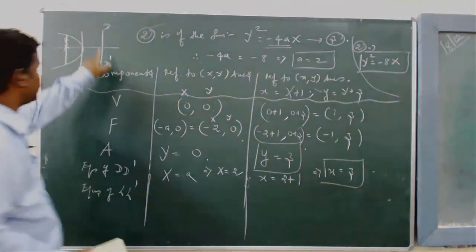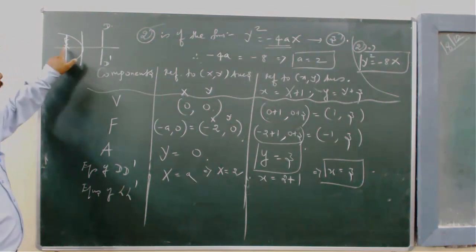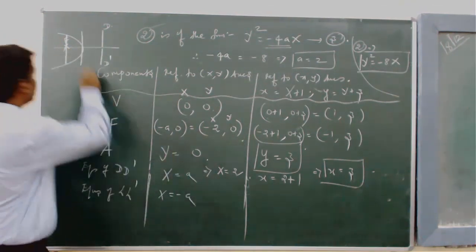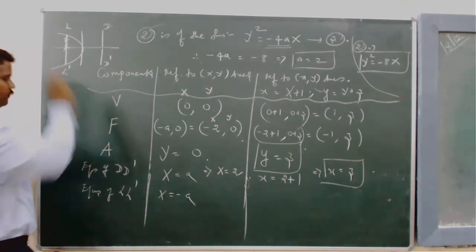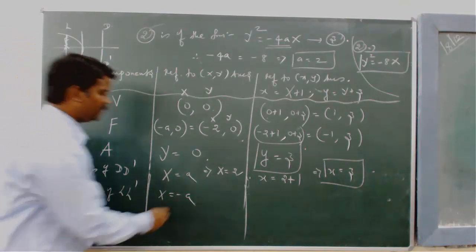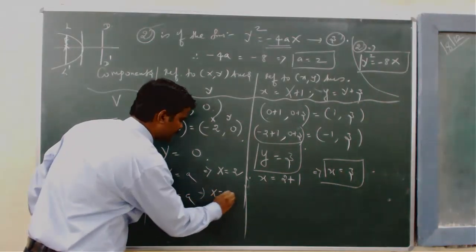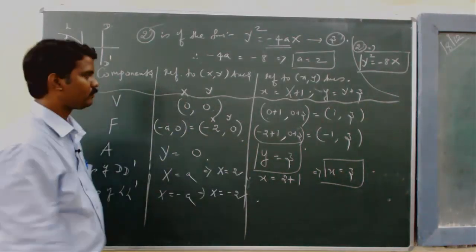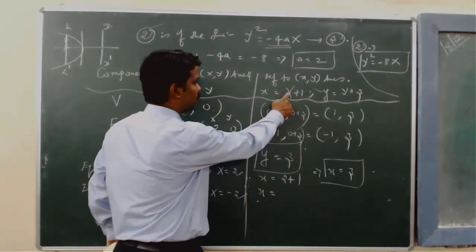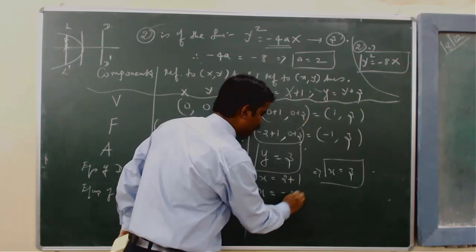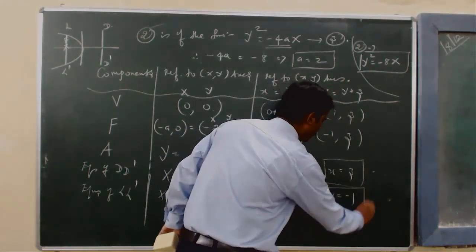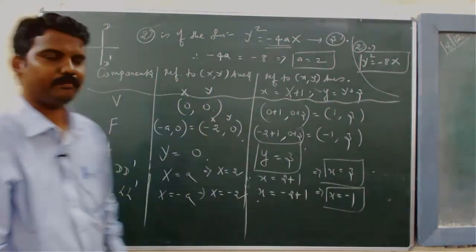So if the equation of directrix is x is equal to a, then tell me how this will be. For latus rectum, capital X is equal to -a. Draw it as LL dash. These are just rough diagrams; we will draw the main diagram later. So this implies capital X is equal to -2. Now substitute capital X is equal to -2 here. You will get -2 plus 1. So this implies x is equal to -1 is the equation of latus rectum.